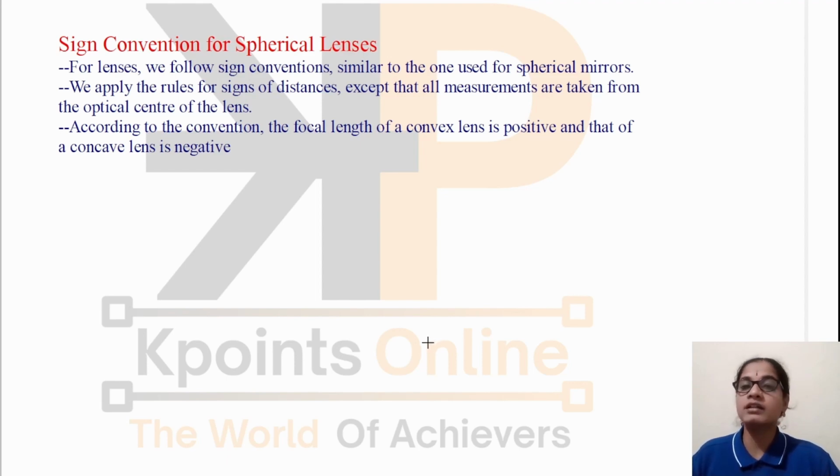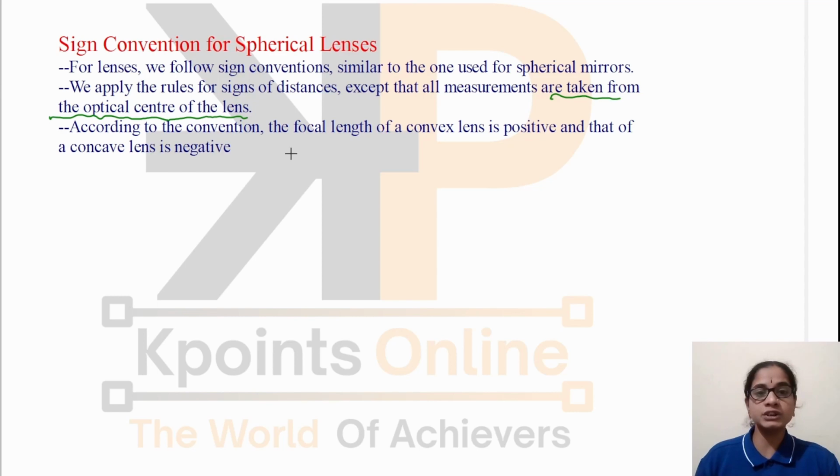And when it comes to height, when the image is formed above the principal axis, then we take it as positive. If the image is formed below the principal axis, we take it as negative. So, all the rules are similar as that of spherical mirrors. Only the difference is, here the distances are measured from the optical center of the lens. In case of spherical mirrors, we were measuring the distance from the pole. But here we are measuring the distances from the optical center of the lens.